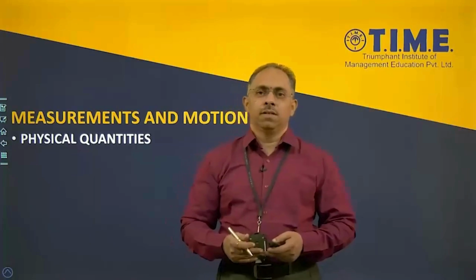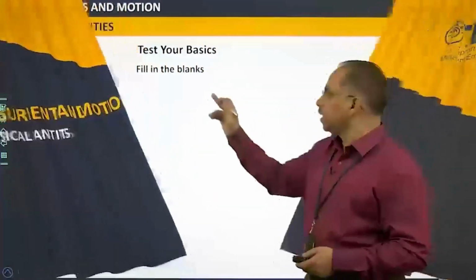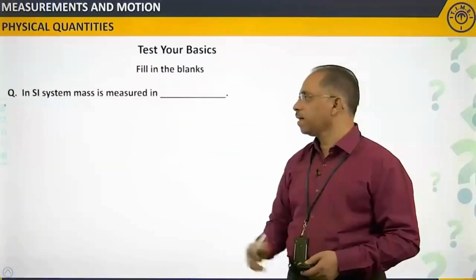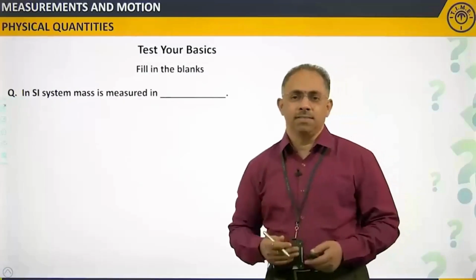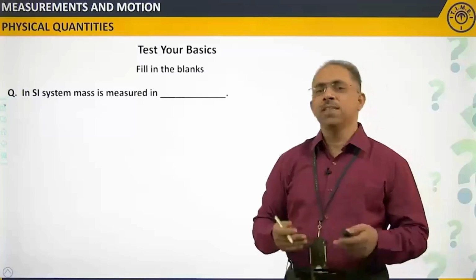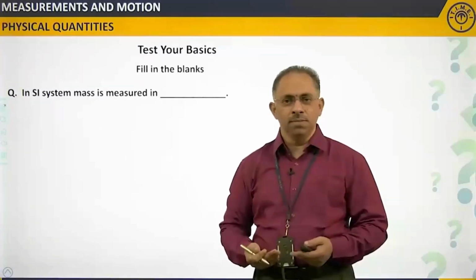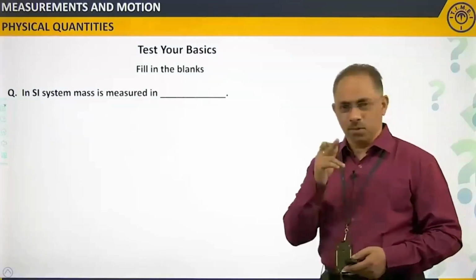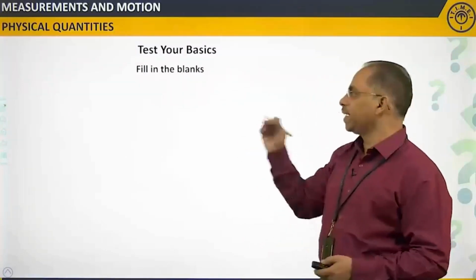Now, let us begin with the basics. Fill in the blanks. Let us look at the first question. In SI system, mass is measured in dash. Just have a recall. Mass, one of the fundamental physical quantities. What is the unit? Gram, milligram, kilogram, so on, right? So, in SI system, what is the unit? Yes, you are right. It is kilogram. Fine. Let us look at the next question.